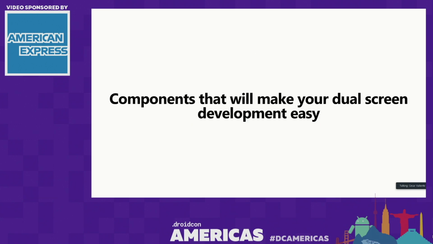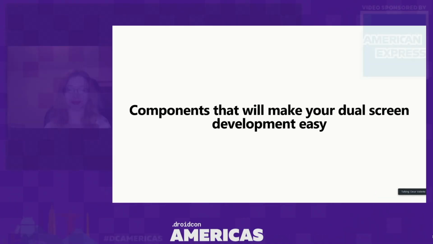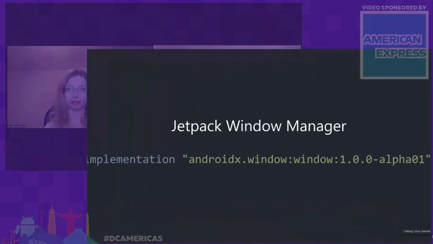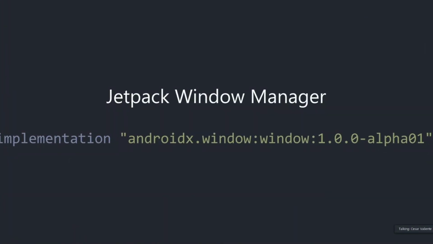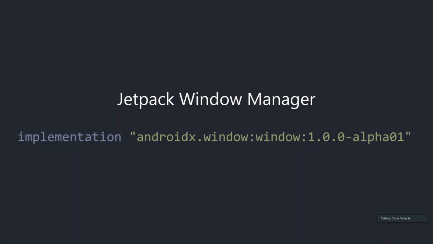Now I want to explain some components that will make your dual screen development easier. The first one is Jetpack Window Manager. Jetpack Window Manager, developed by Google, is really useful in order to work with new form factor devices such as Surface Duo. How to use Jetpack Window Manager? The first thing that we have to do is just add the dependency, and then we are ready to go. As you note here, it's still in alpha, but Google is working hard on that.